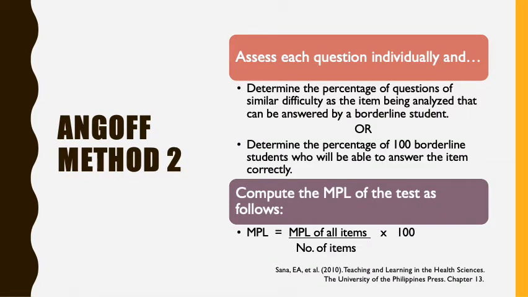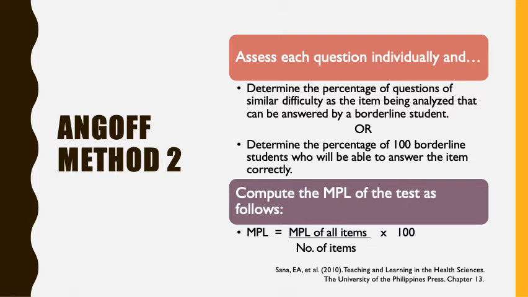In the second method, you assess the question individually and determine the percentage of questions of similar difficulty as the item being analyzed that can be answered by a borderline student. Or another method is to determine what percentage of about 100 borderline students will be able to answer the item correctly. For example, you think for item 1, about 60 students will be able to answer. Your MPL would be 0.6.